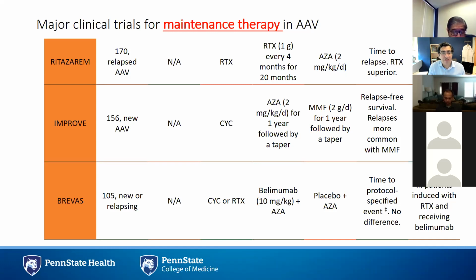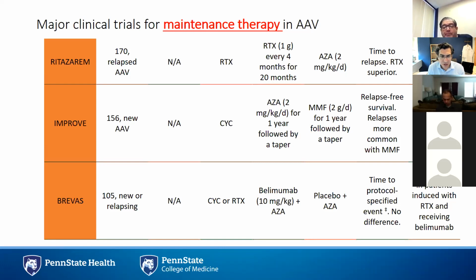IMPROVE trial, 156 new patients, patients with ANCA-associated vasculitis, induction with cyclophosphamide, maintenance. The intervention was azathioprine. I think this was the older trial as compared to MMF for 1 year, and then relapse-free survival was looked at, and relapses were more common with MMF, and that's why azathioprine was considered superior to MMF based on this trial.